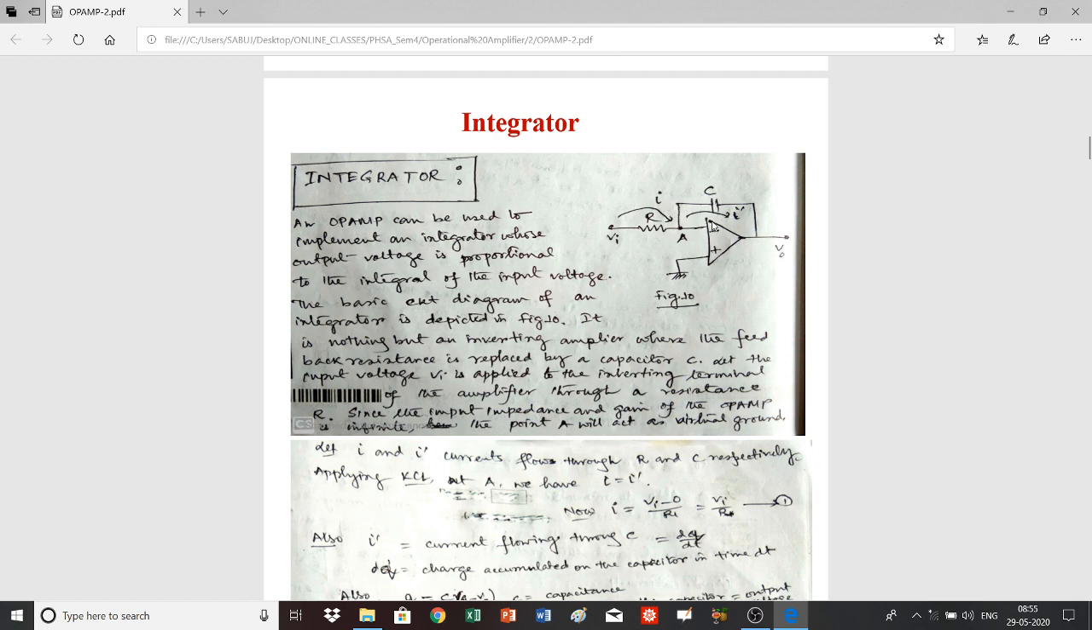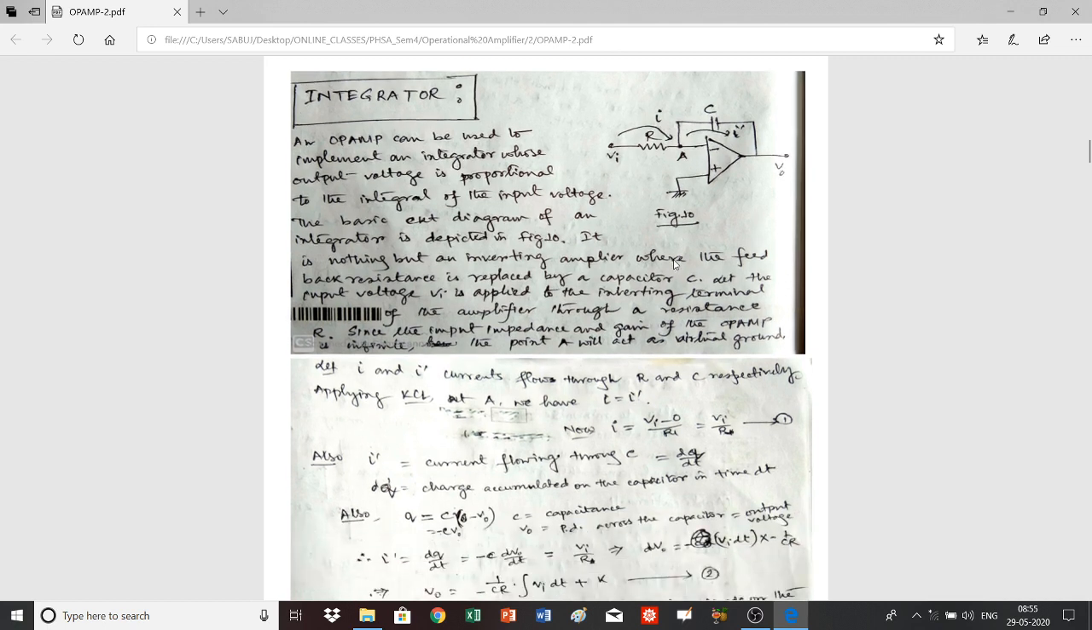Here the basic circuit arrangement is shown, where the input voltage Vi is applied to the inverting input terminal through a resistance R, and the non-inverting input terminal is grounded. In this type of amplifier, the feedback resistance that was used in the inverting amplifier is replaced by a capacitor having capacitance C as shown in this figure, and the output is V0.